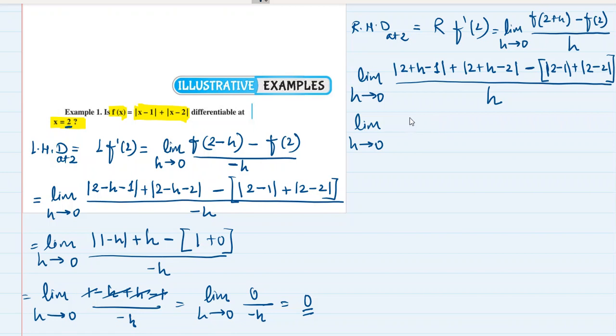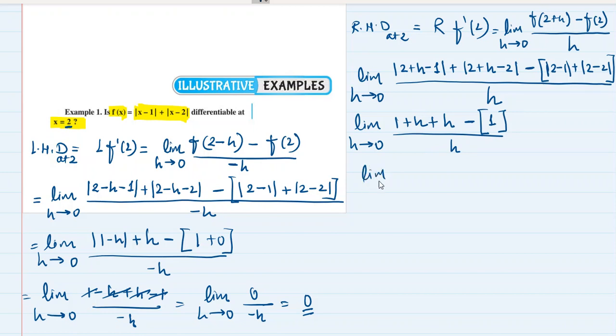Let's open the mod over here, 2 minus 1 will be 1, 1 plus h will remain as 1 plus h, 2 minus 2 will become 0, 1 plus h minus, let's keep the bracket, 2 minus 1 will be 1, 1 plus 0 will be 1. So this is 1, the whole upon h.